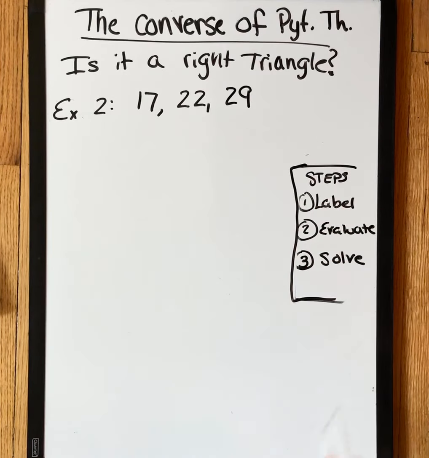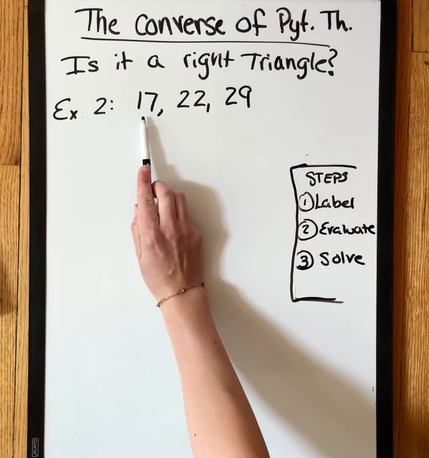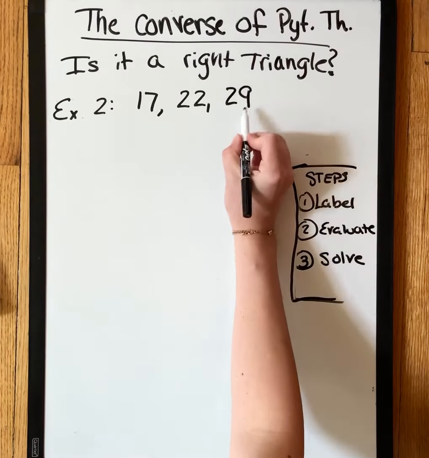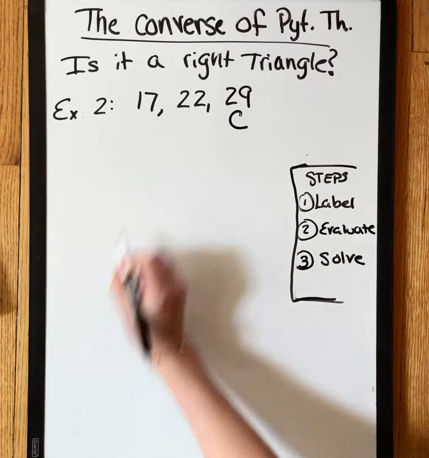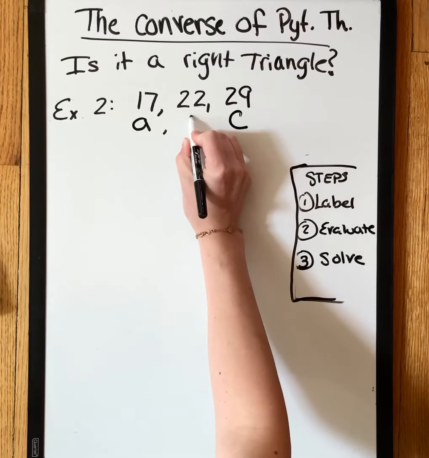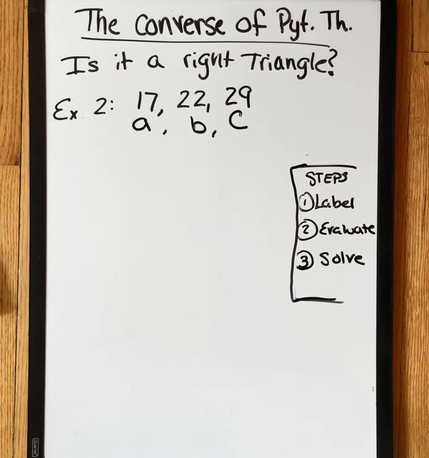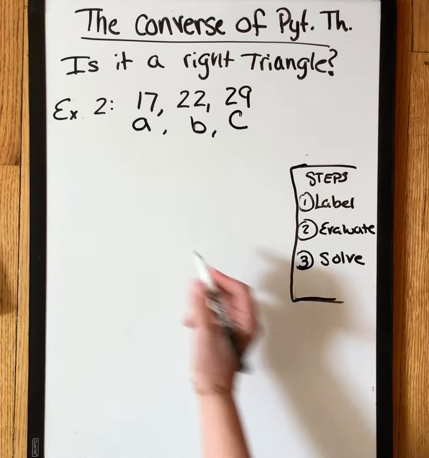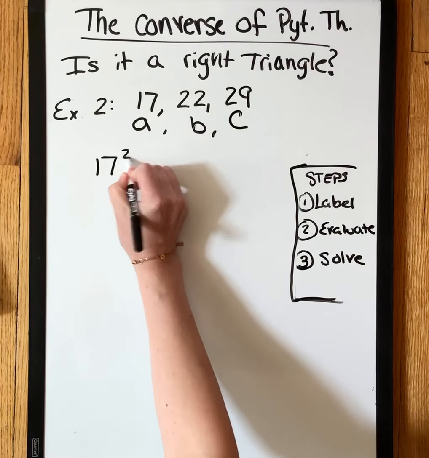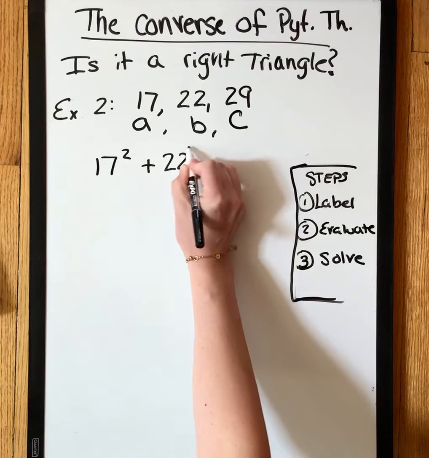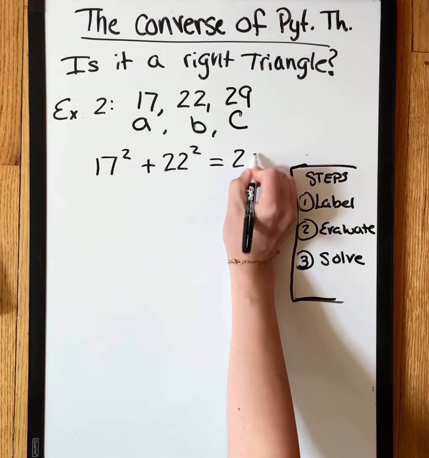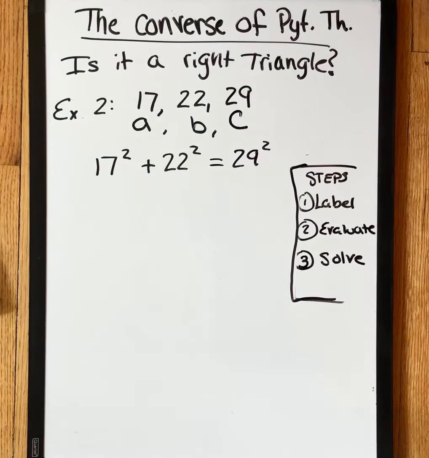So my step number 1 is to label as always. So I'm labeling A, B, and C. C being the hypotenuse, C also being the longest side, which is my largest number. That would be 29. So there's my C, here's my A, here's my B. So I've labeled. Now I evaluate. I plug it into the A squared plus B squared equals C squared model.